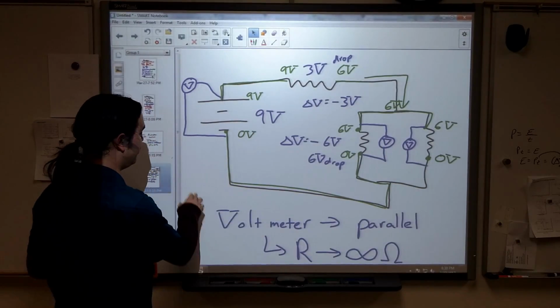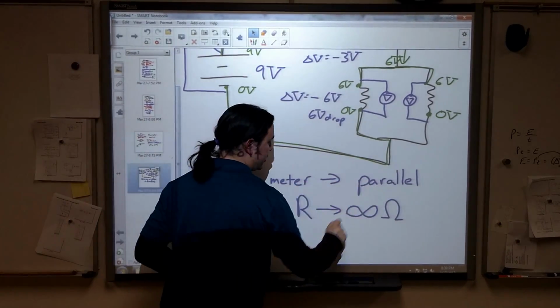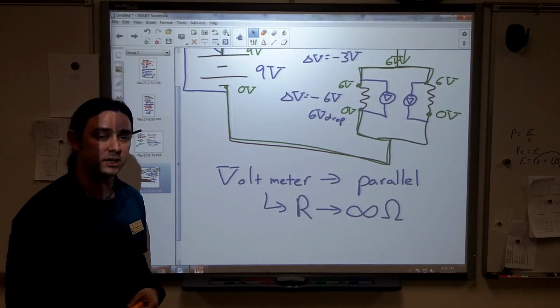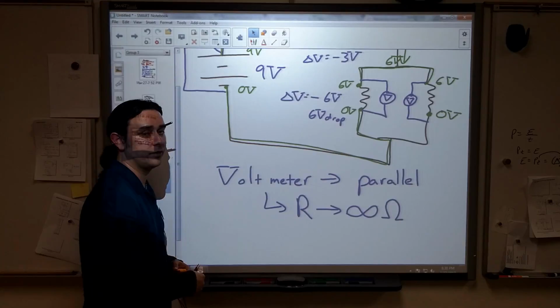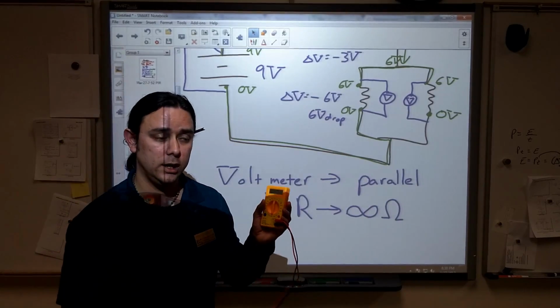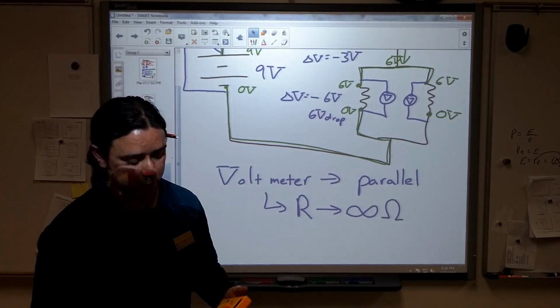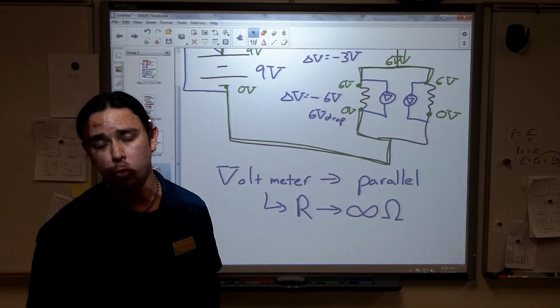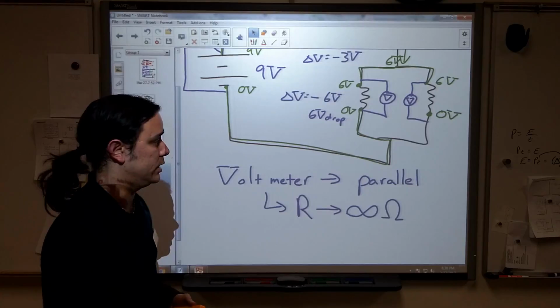This is how you deal with a voltmeter. They're always connected in parallel, and they can be treated as having an infinite resistance. An ideal voltmeter has an infinite resistance. A real voltmeter has a real resistance. It's probably up in the mega ohms, if not more, probably more. We just put a really big resistor in it.